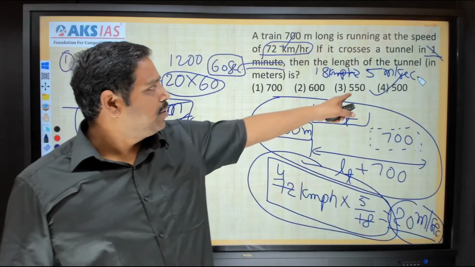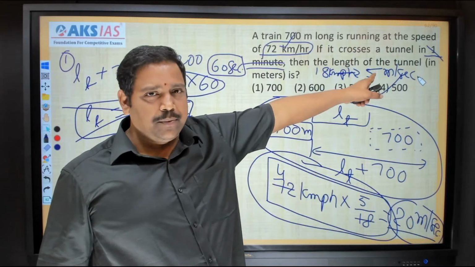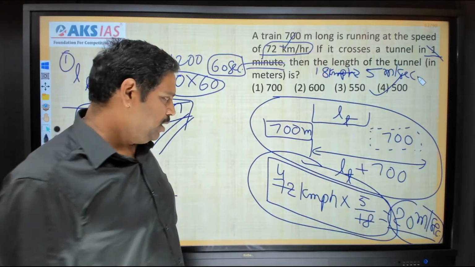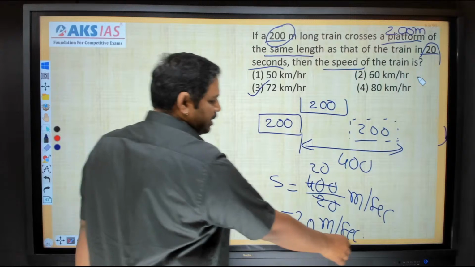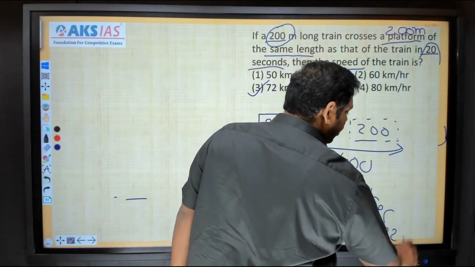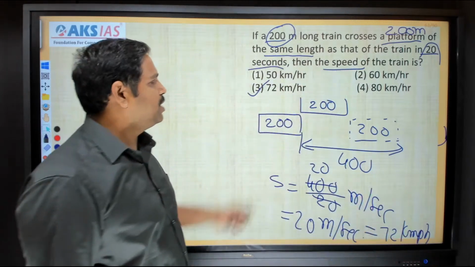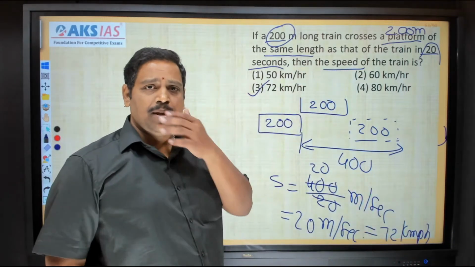I'll show here itself. 20 means 4 times of 5. That means 4 times of 18. So 4 times of 18 is how much? 72. So happily it is 72 kilometers per hour. Okay. Or else multiply directly 18 by 5. You will get the kilometers per hour conversion. So the answer is the third option. Hope you understand. Okay. Let's see the next question.